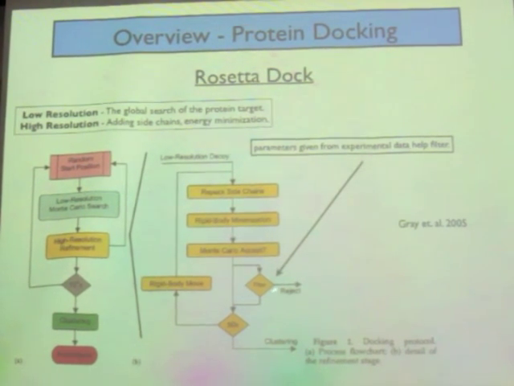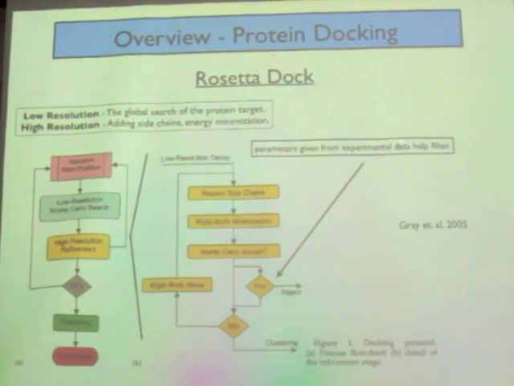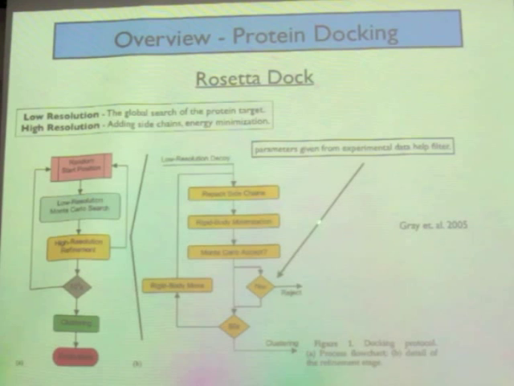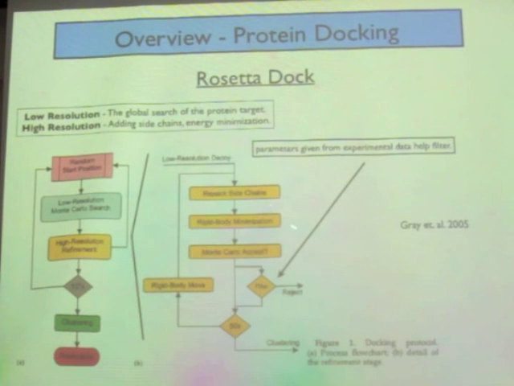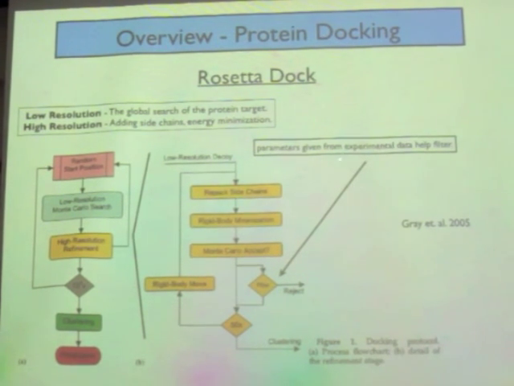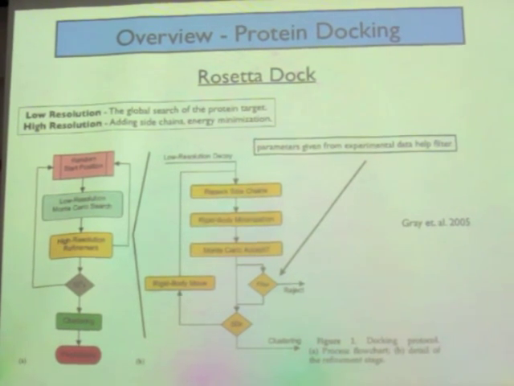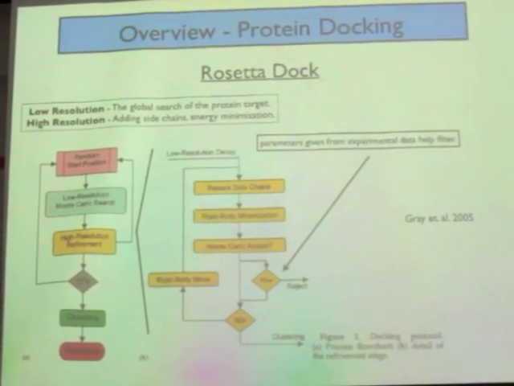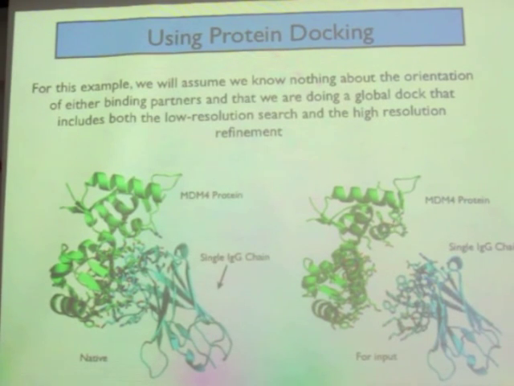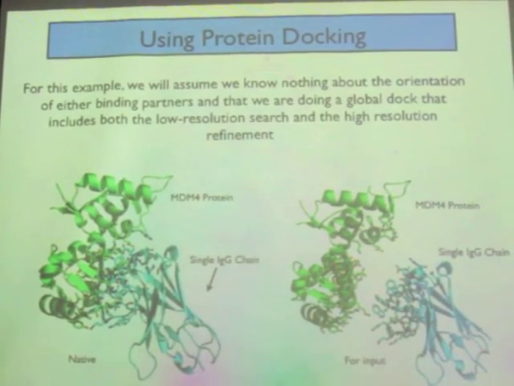So in this filter, these parameters are given from experimental data. For instance, you could know that some part of the protein doesn't interact at all. So you could say, if it's bound at that part of the protein, I reject it because I know biophysically from my experiments that this interaction does not occur, and we can reject it. So that's how Rosetta really couples well with experimental data, because we can filter out anything we know. So this is how we're going to use protein docking.